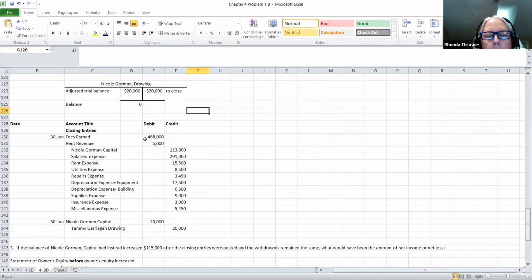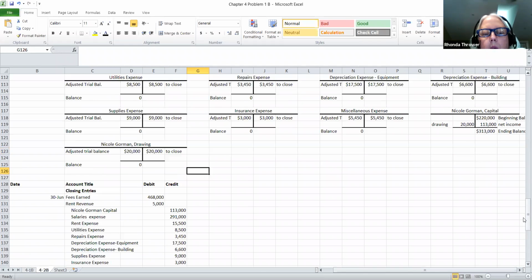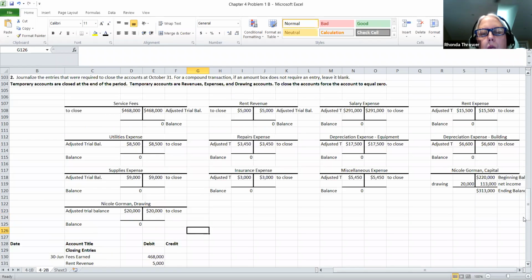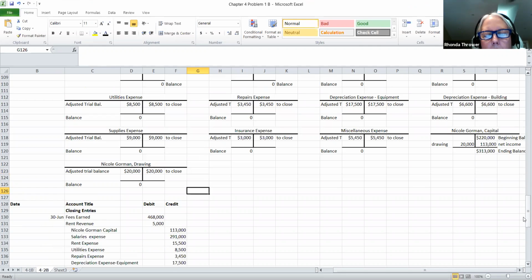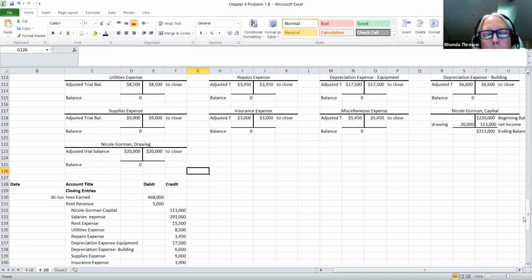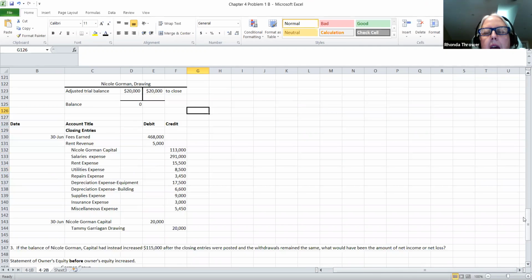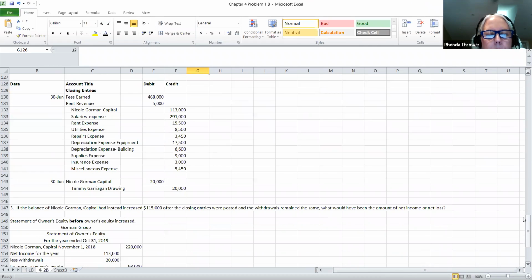So these are your closing entries. These are your cleaning up of your accounts. Now, what I want to emphasize to you is that we only close out revenues, expenses, and our drawing account. The remaining accounts are permanent accounts and will stay on the books and go into the new accounting period as beginning balances.